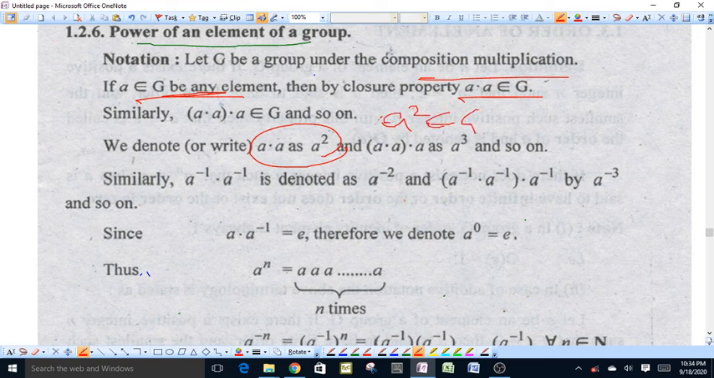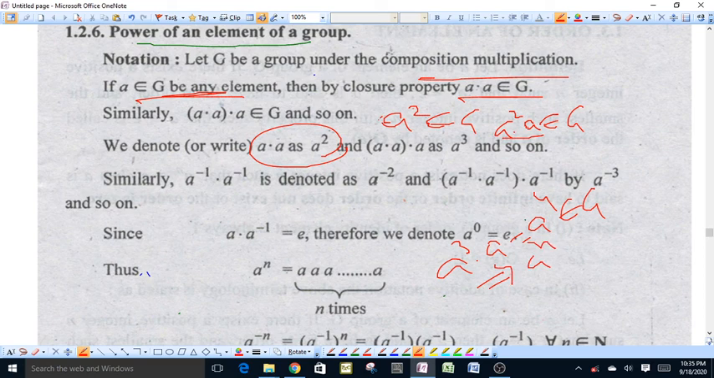If A square belongs to G, then A square dot A also belongs to G, because G is a group and closure property holds good in this group G. A square dot A means A cube is also an element of G, and so on. That means A cube dot A, which is equal to A4, also belongs to G, and so on. We can write A raised to power n also belongs to G.